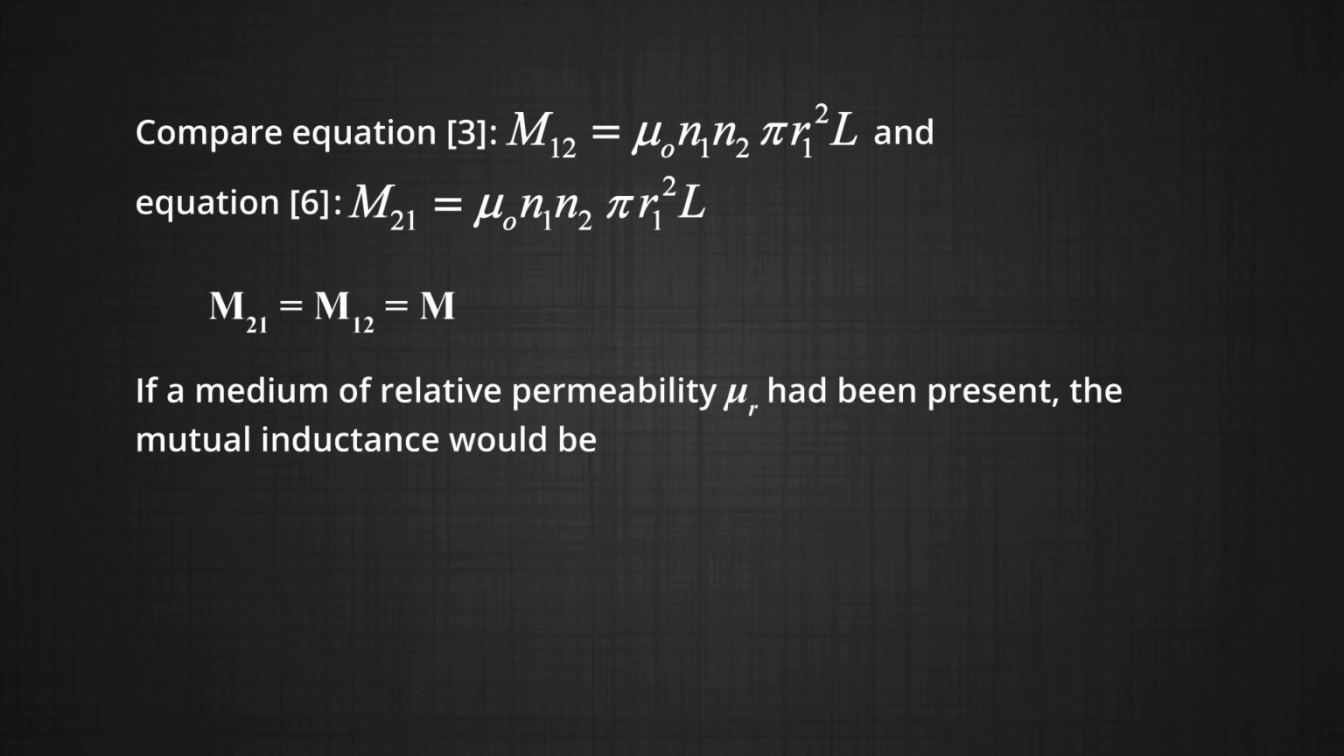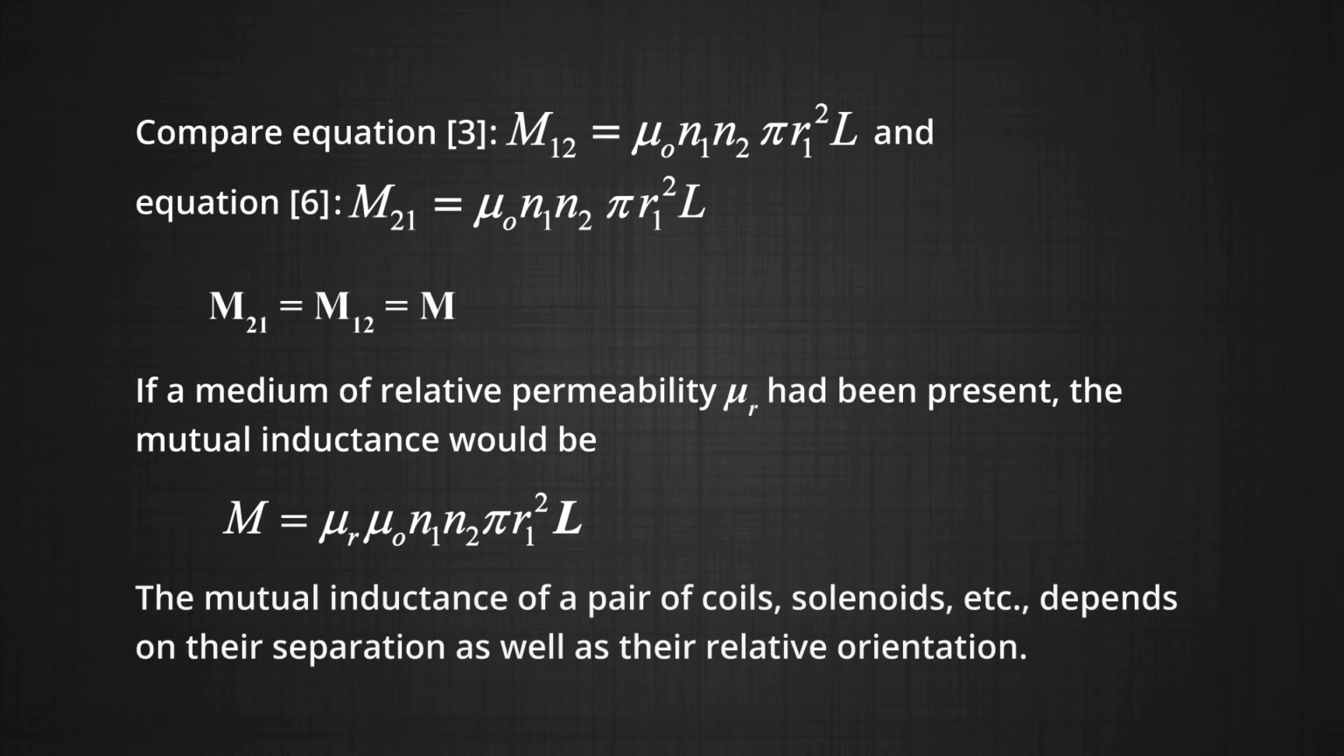If a medium of relative permeability mu R had been present, the mutual inductance would be M equal to mu R mu naught n1 n2 pi R1 square into L. It is also important to know that the mutual inductance of a pair of coils, solenoids, etc. depends on their separation as well as their relative orientation.